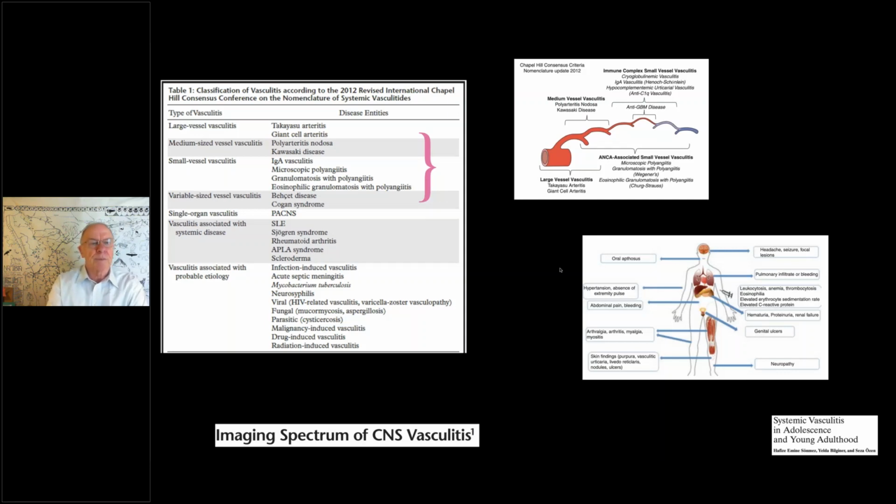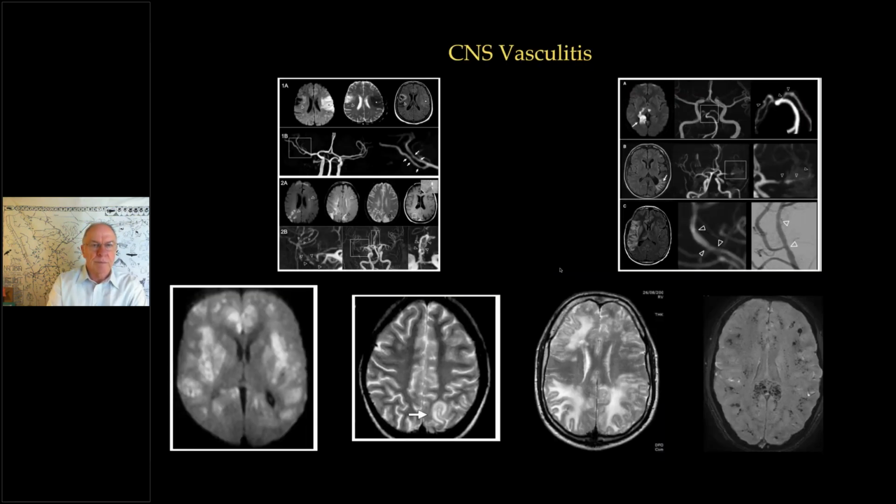Just to give you examples of CNS vasculitis, they can present on the angio with a beaded appearance, and multifocal infarcts can be demonstrated. They can also present with microhemorrhagic foci. They can be focal and they can also be extensive.